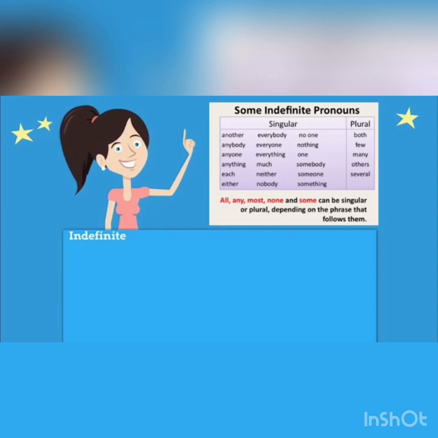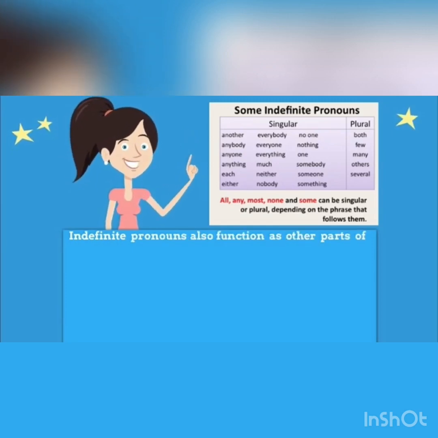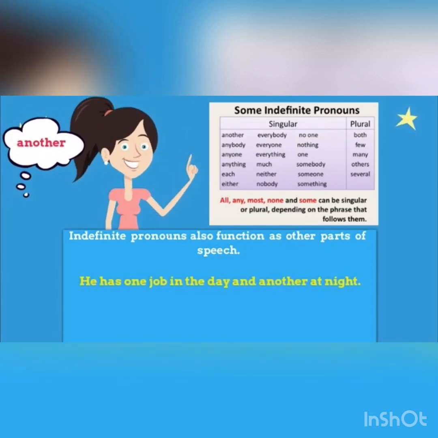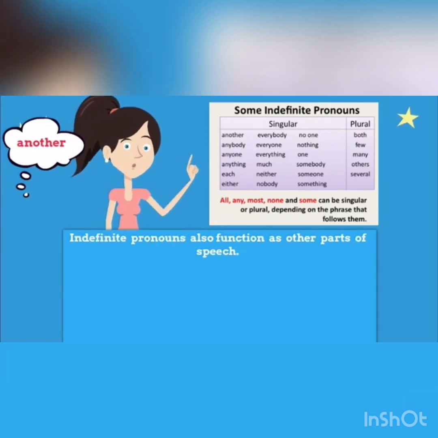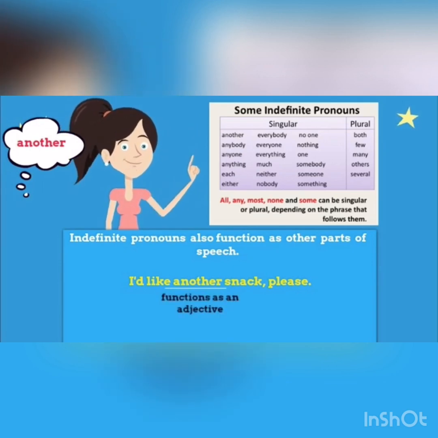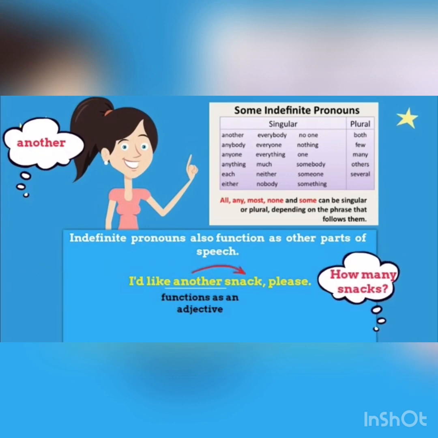Note that many indefinite pronouns also function as other parts of speech. Look at the pronoun another in the following sentences. He has one job in the day and another at night. Another in this sentence is functioning as a pronoun because it is replacing the noun job. But let's look at this sentence. I'd like another snack, please. Another is now functioning as an adjective because it is answering the question, how many snacks? Another snack.